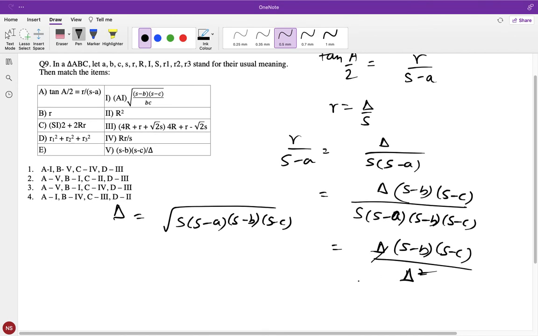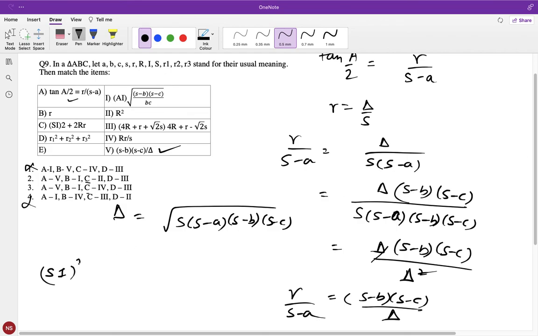Remove the delta, you get (S minus B)(S minus C) by delta is equal to r by S minus A. So option A is equal to 5. So in the given options, this one is gone, this one is gone. A5 is common in both. B1 and D3 are also common. So it wouldn't make sense to solve for B and D. Just solve for C again in order to save time and you are done. So what is C? OI square plus 2Rr.